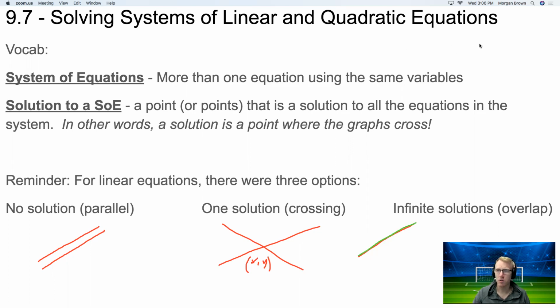Not all points are solutions, because like a point over here that's not on the lines is not a solution, but there's still an infinite number of points on the lines. So there's an infinite number of solutions. As long as the point's on the line, it's a solution. So that was when we had two straight lines.